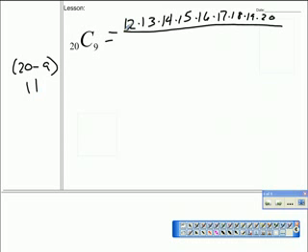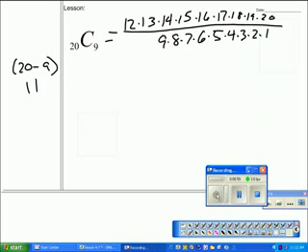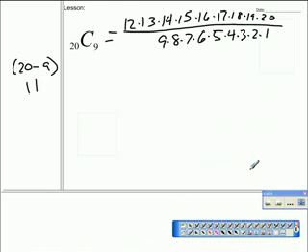What do you have left on the bottom still? 9 factorial, right? Not just 9, 9 factorial. So on the bottom you have this. If you want to write that down, and then we'll go. Let me know when you're ready. Okay, here comes your canceling. You ready to cancel?